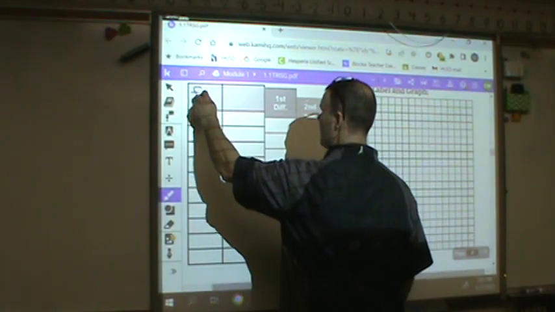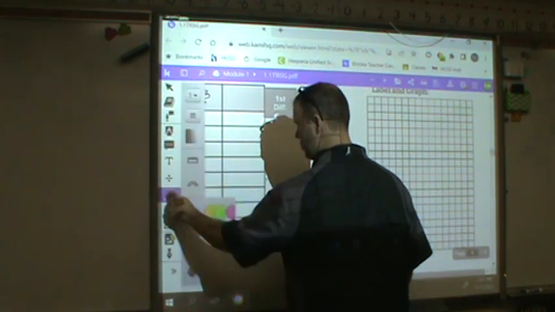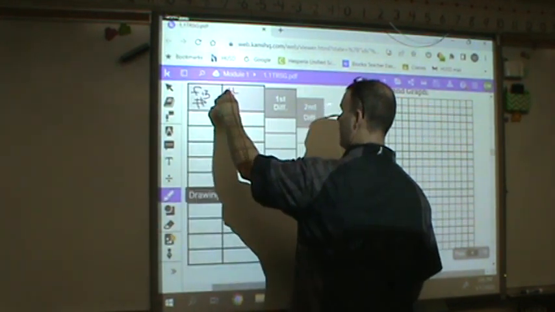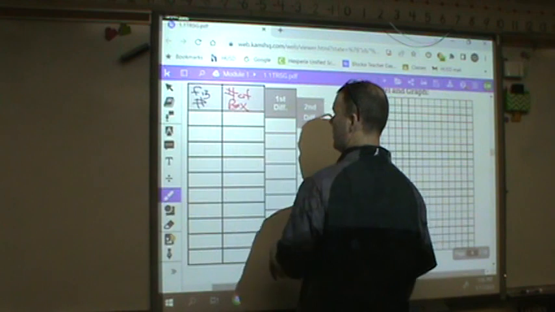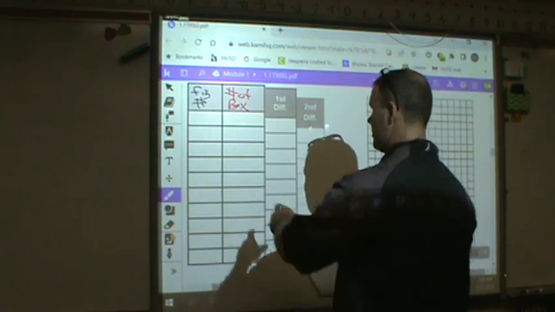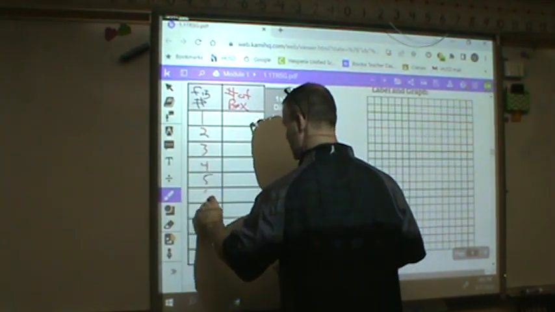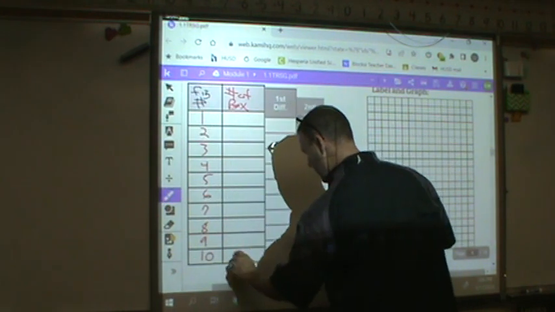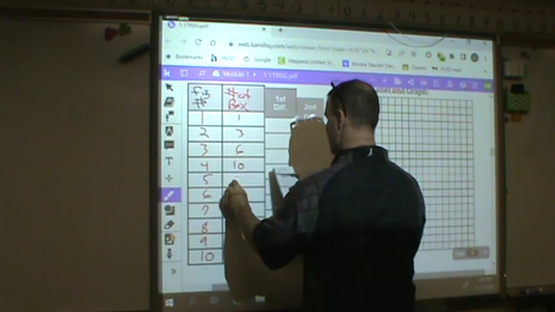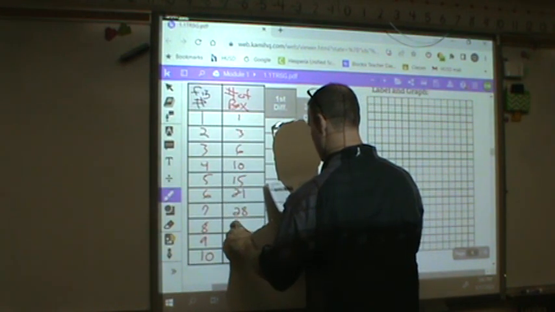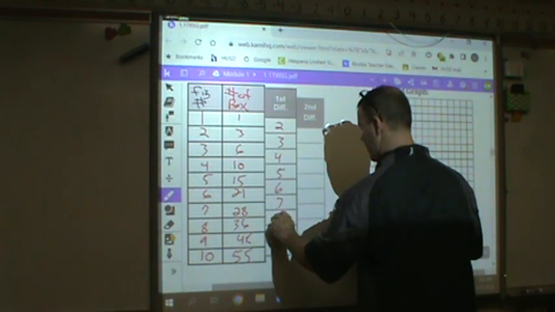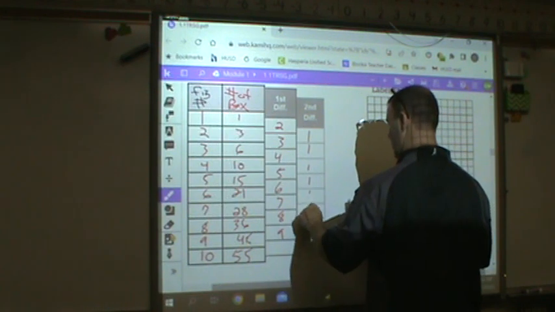So this is going to be figure number, and I'll just use red, and this is going to be number of boxes. Now, you should be able to go through and fill this in. Okay, so I'm going to kind of speed through this. 1, 2, 3, 4, 5, 6, 7, 8, 9, 10, 55, 45. Go back up here. 1, 3, 6, 10, 15, 21, 28, 36. And then our differences here. 3, 4, 5, 6, 7, 8, 9, 1, 1, 1, 1, 1, 1, 1.